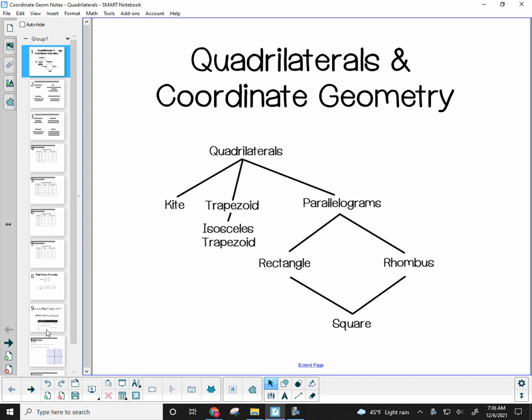All right, so with quadrilaterals and coordinate geometry, the first thing I want to do is put up the flow chart. This is the quadrilateral family tree. You've seen this a million times, right? All quadrilaterals have 4 sides, and then we have specific ones: parallelograms, trapezoids, and kites. Just keep this in the back of your mind, how they all relate. And we did that a lot in this last chapter.